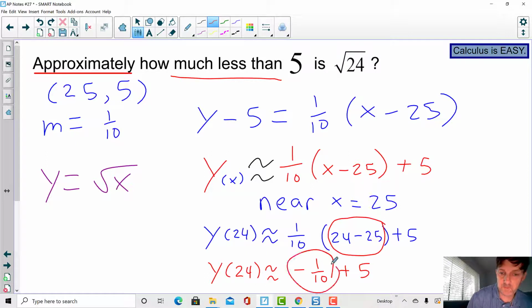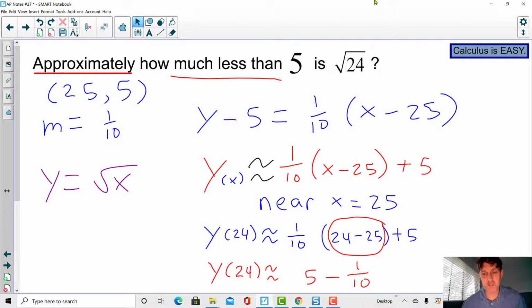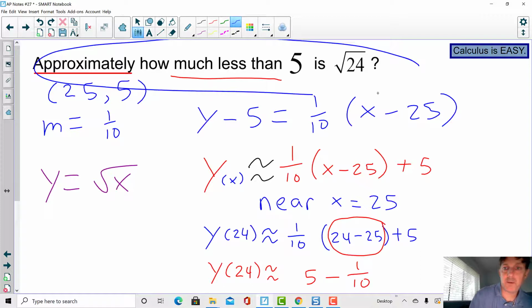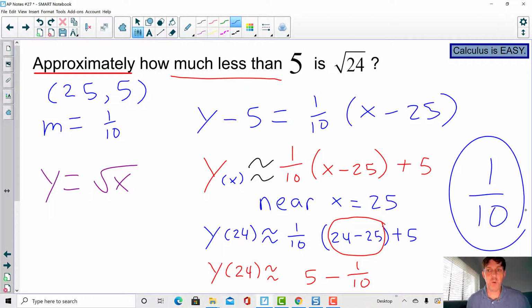So I'm going to move this 1 over 10 to the other side. So now we have 5 minus 1 over 10. We want to know how much less than 5 is that. Well, that's pretty easy. It's just 1/10 less than 5. So the answer to the question at the top is 1 over 10. So the square root of 24 is approximately 1/10 less than the square root of 25. We're saying approximately because we used a tangent line to approximate it.